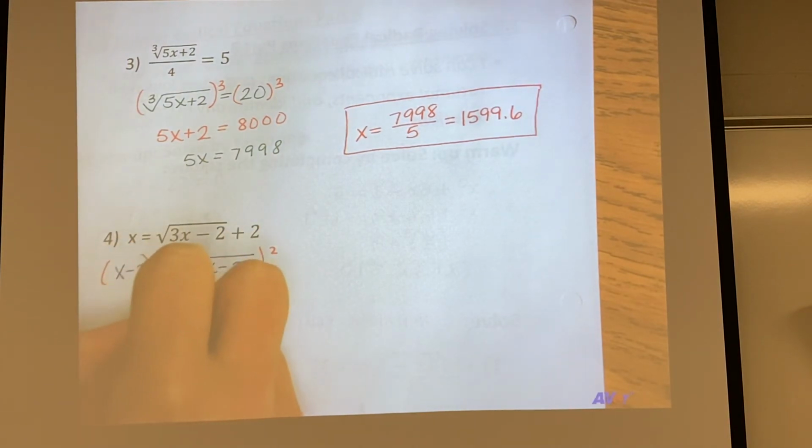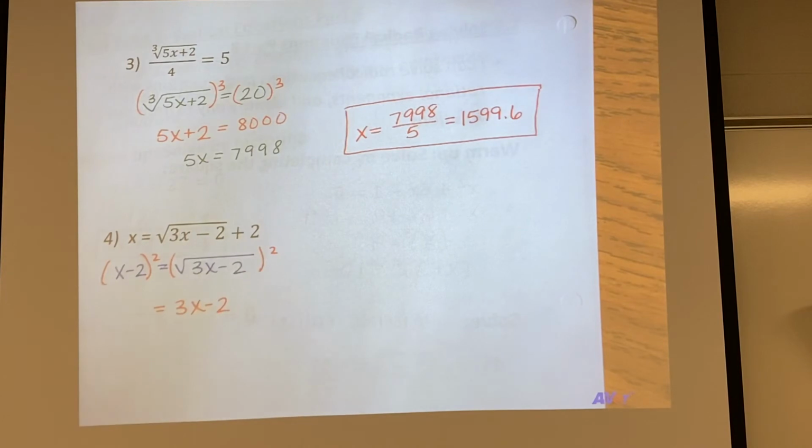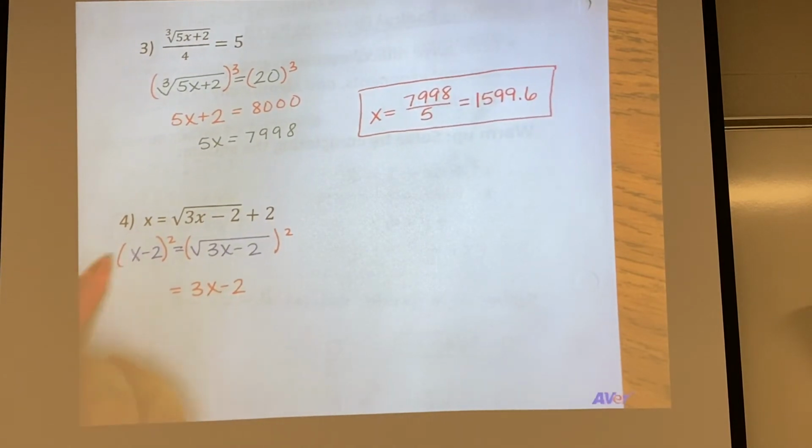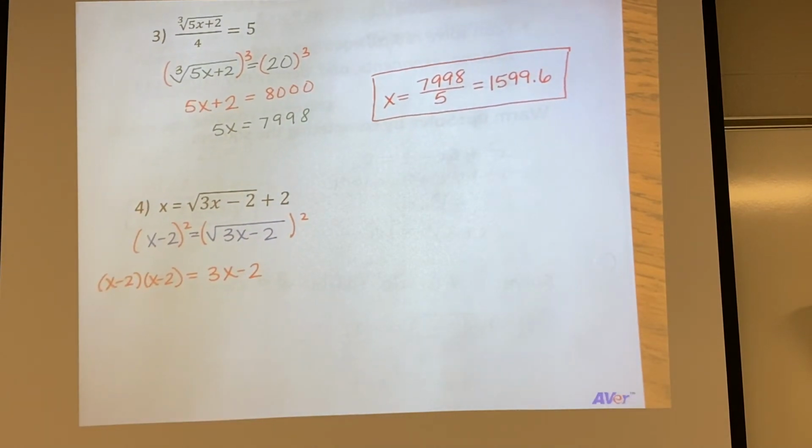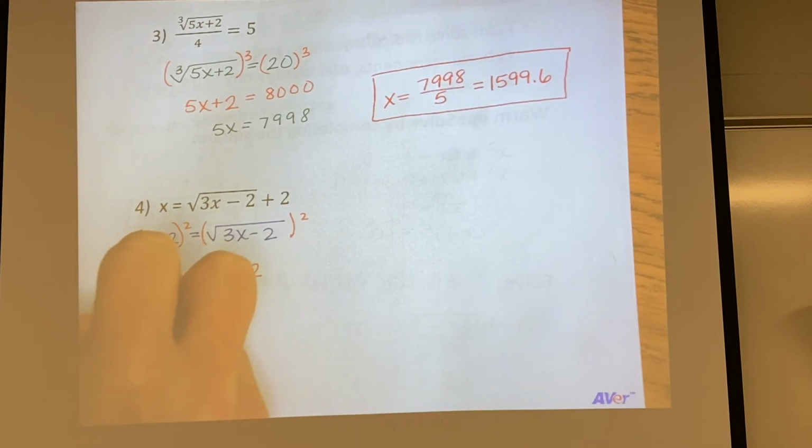So on the right side, we have 3x minus 2, just like we always have. But on the left side, instead of a single number, we have a binomial. So to square it, you have to FOIL it. Squaring means writing or multiplying it by itself, so we have to write it out twice. So we have to take x minus 2 times x minus 2. So that, when we multiply it out and simplify, we get x squared minus 4x plus 4.